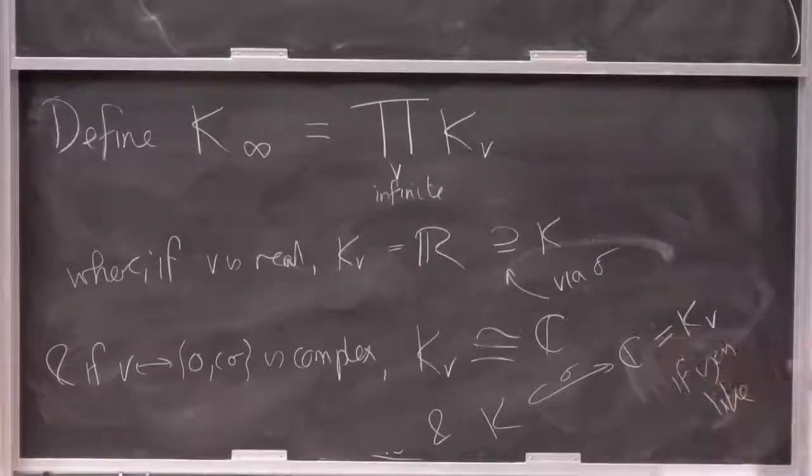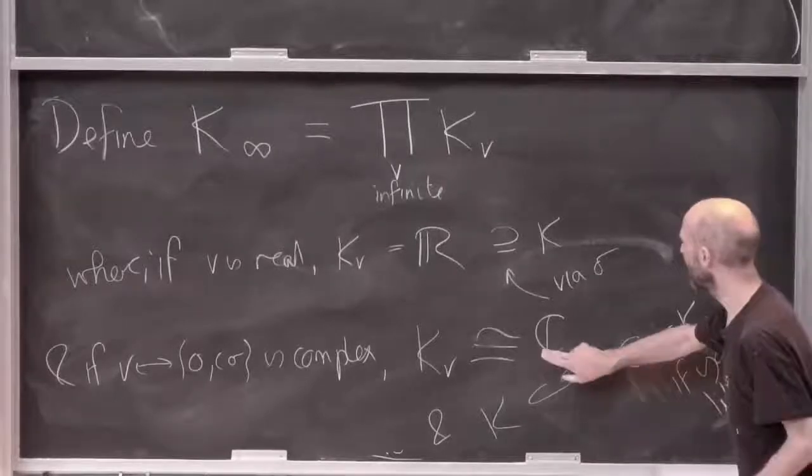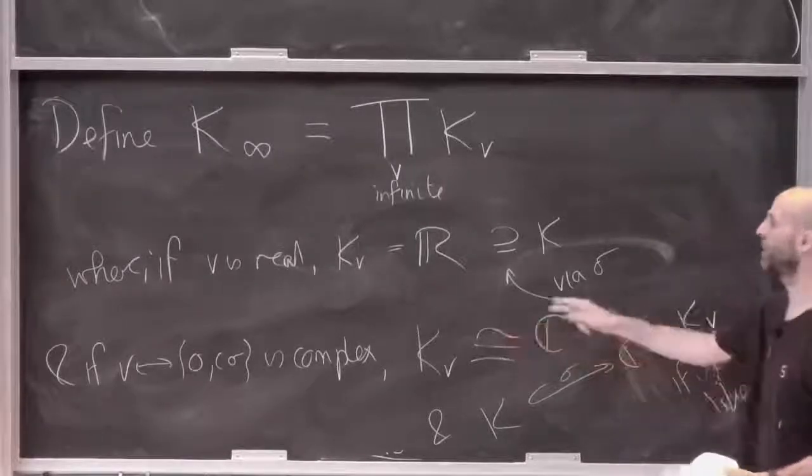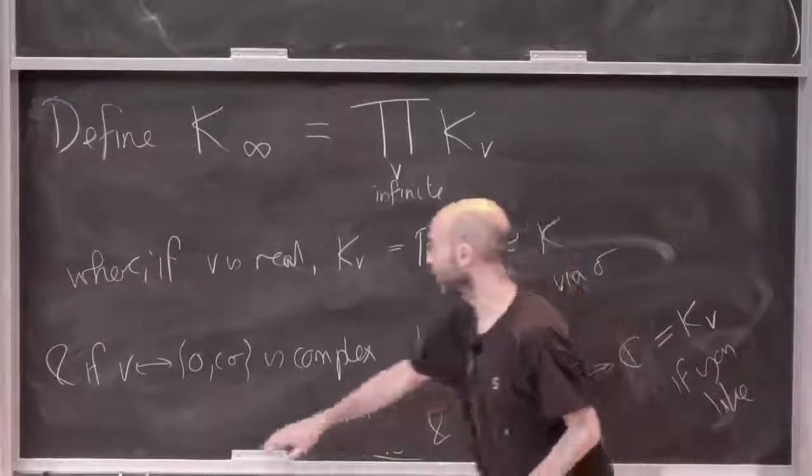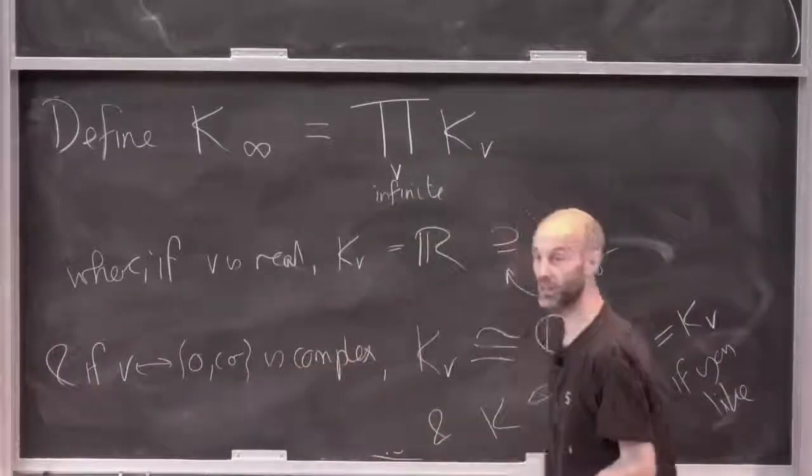I like thinking about these things. KV is a slightly weird thing in the complex place. KV is isomorphic to the complexes, but there are two isomorphisms, and I'll tell you the names of the two isomorphisms. One of the isomorphisms is called sigma, and one is called C sigma.